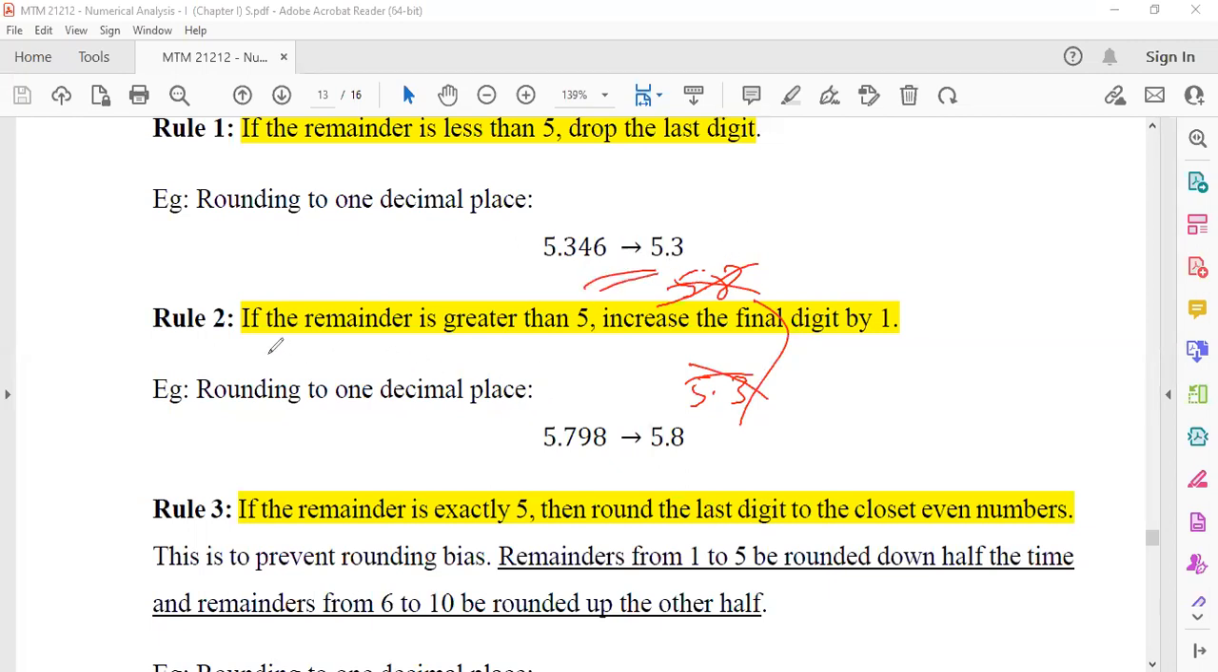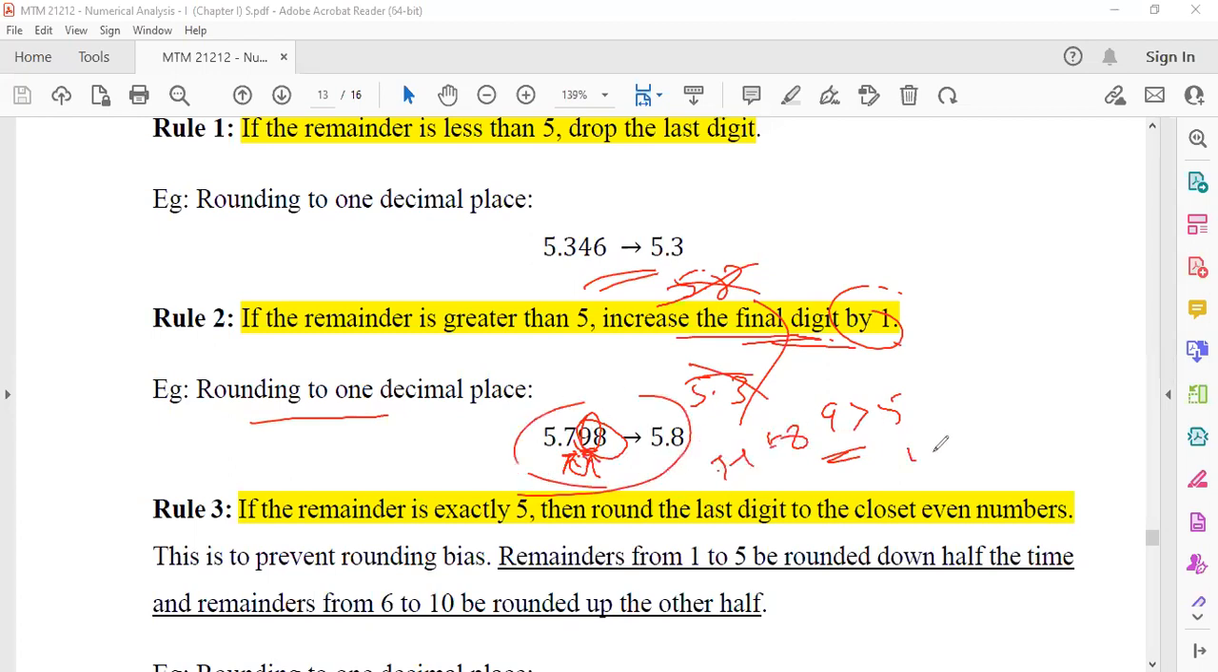Next, if the remainder is greater than 5, see there. If you're rounding off to one decimal point, this is the one decimal point. This is the first digit of the remainder, and this is deciding the rounding off. This is 9, greater than 5, no? If it is greater than 5, increase the final digit by 1. So we have to add 7 plus 1, which is 8. That's why we got 5.8.